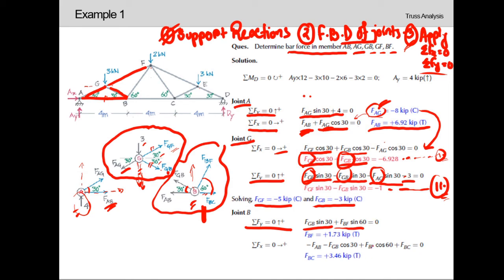So from here we can see that in our previous step we had already calculated the value of FGB. So plugging the value of FGB over here, we will get the value of FBF. The value of FBF will be plus 1.73 kip, which is in tension. So similarly, applying summation of f of x at joint B, we will get the value of FBC as well. In this way, we will solve for each of the bar force members, using each of the joints as well.